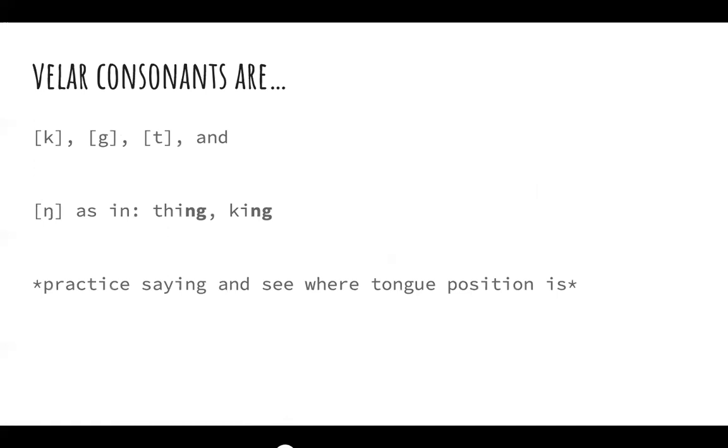So the velar consonants are the K sound, G sound, T sound. I already went over a couple of these. That's why I'm kind of just skipping over them. And then the NG sound, which is represented by this letter right here, as in thing or king. When you say those, thing, you can see how your tongue is pressing up on the back part of your mouth. Ng, ng. So those are what velar consonants are.